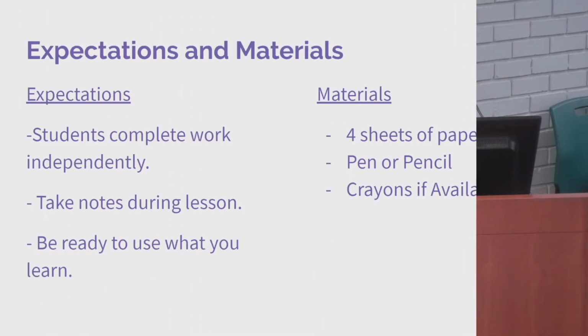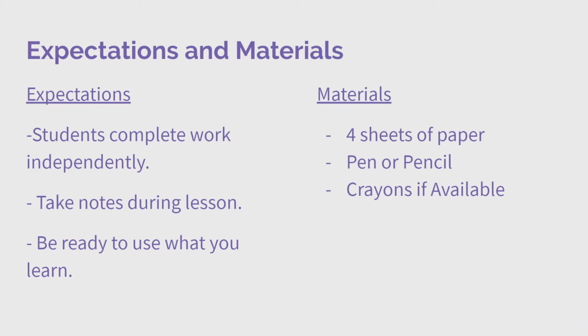All right, we're going to move forward a little bit. Some expectations that I have for this lesson. I expect my students to complete your work independently, so you're working on your own. You're taking notes during the lesson and be ready to use what you learned. For this lesson, you will need 4 sheets of paper, a pen or a pencil, crayons if you happen to have them, or anything to color with would be great.